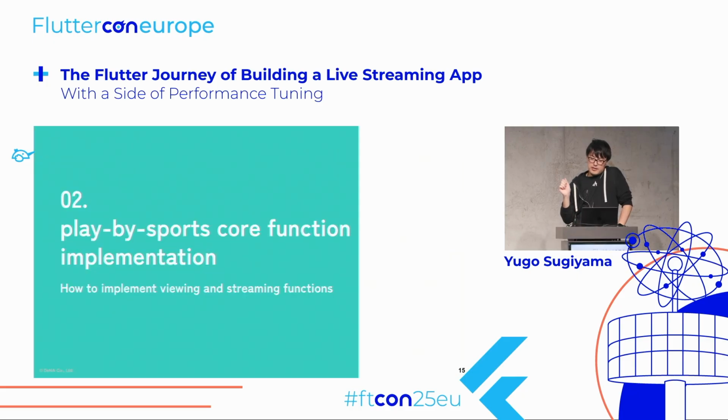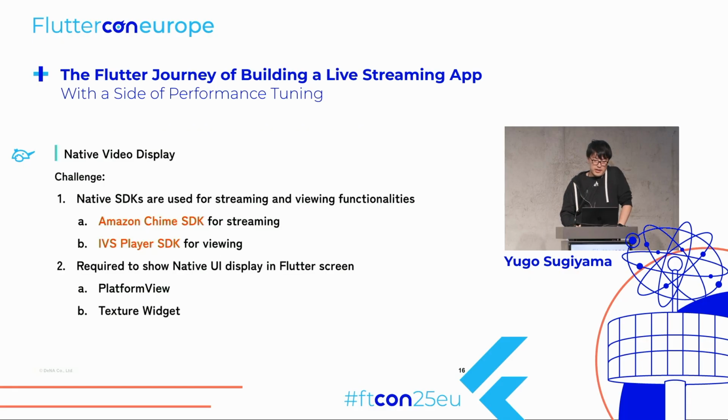Next, let's take a look at the core of the Playback Sports live streaming, how the viewing and streaming functions work. In this app, streaming and viewing components use native SDKs on iOS and Android. We use Amazon Chime SDK for streaming and the IVS Player SDK for viewing. As a result, only native UI components are provided, so we need to display those native UIs inside the Flutter screens. In Flutter, there are two main ways to display native UI: platform view and the texture widget.